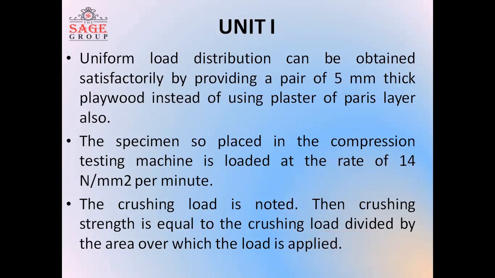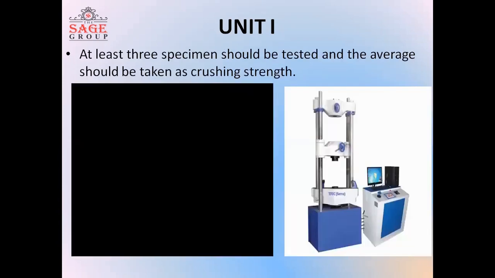The specimen is so placed in the compression testing machine and loaded at the rate of 14 Newton per mm square. That means the load is applied at 14 Newton per mm square per minute. Then the crushing load is noted. The crushing strength is equal to the crushing load divided by the overall area on which the load is applied. That means the load applied, in Newton or kilonewton, is divided by the area covered by the specimen on which the load is applied. On the basis of this, the strength of the stone is decided.